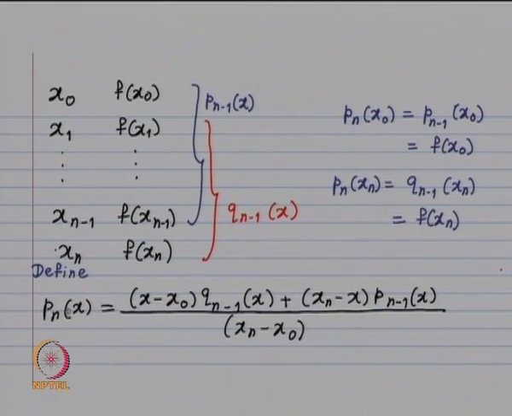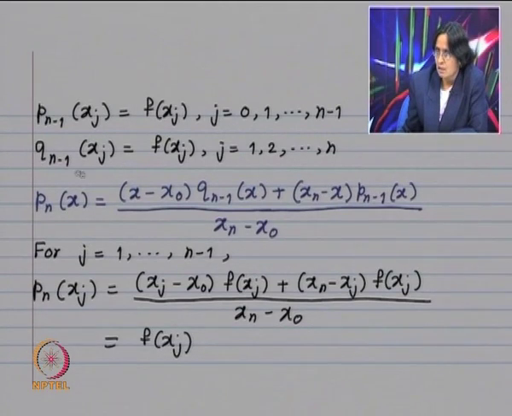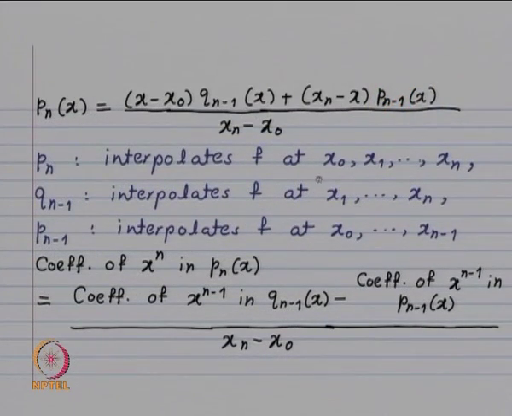The reason we did this was that we want to prove a recurrence relation for the divided difference, and the divided difference is the coefficient of x^n in the interpolating polynomial. So here we have constructed p_n(x), and now p_{n−1}(x_j) is equal to f(x_j), q_{n−1}(x_j) is equal to f(x_j). Using that you get p_n(x_j) equal to f(x_j) for j equal to 0, 1 up to n. So p_n interpolates f at x_0, x_1, ..., x_n. The coefficient of x^n in p_n(x) is going to be our divided difference based on x_0, x_1, ..., x_n.